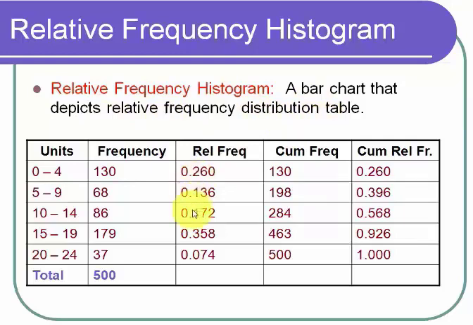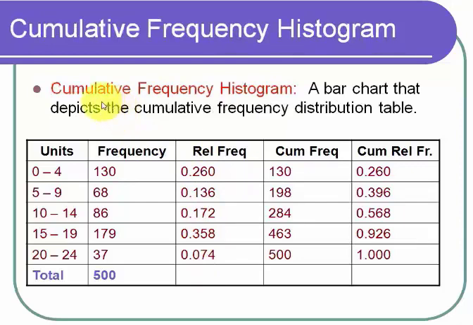So the relative frequency numbers you find by taking the frequency values, so for example 130, and divide by the total, which was 500 for the sample size. And if you take 130 and divide by 500, you get 0.260. And you could do that for each of the frequency numbers, and you get the relative frequency numbers. And I could draw a histogram of the relative frequency values.